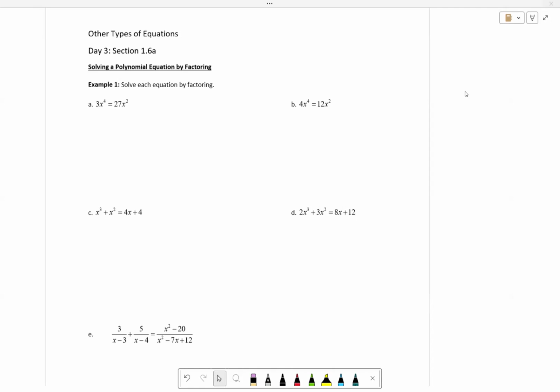x to the fourth minus 27x squared equals 0. And the next step? Factor, yes. Pull it out. We're going to pull out as much as we can, namely the 3 and the x squared. Oh, look at that loveliness. A vision of beauty.